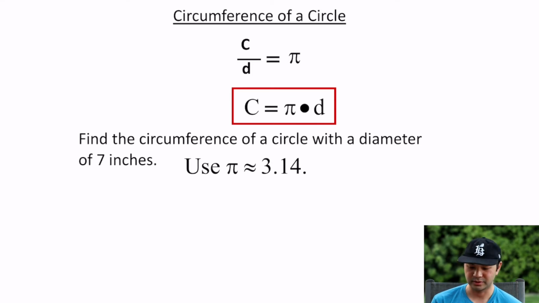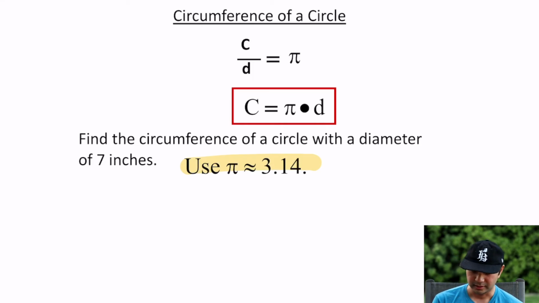Find the circumference of a circle with a diameter of 7 inches, and it actually says use pi is approximately, so it's using that symbol, approximately 3.14, because it doesn't equal 3.14. We're just going to say it's about that. Okay, so it's usually going to say what it wants you to use, whether it's 3.14 or some other number.